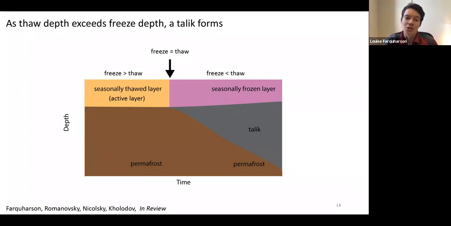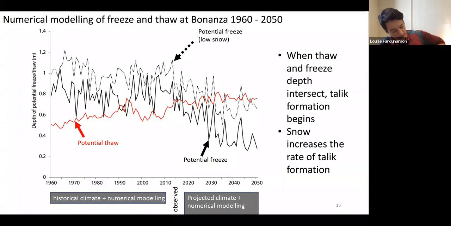What this diagram doesn't do a good job of illustrating is something like the Selawik site, where we have intermittent talik formation. But just to simplify the process, we decided it would be better to illustrate it in this way: if you have consistent freeze being less than thaw, then we have talik development, and this thickens through time, and the top of the permafrost drops through time. We can see that our seasonally frozen layer also starts to thin as we get less and less freeze during winter as climate change continues to cause warming. Next slide, please.